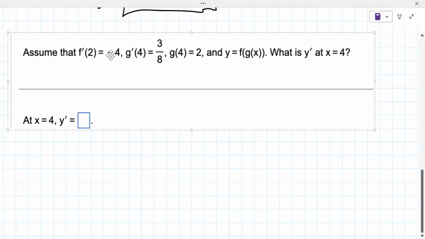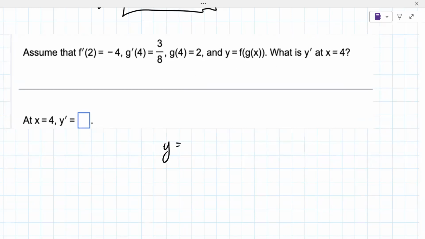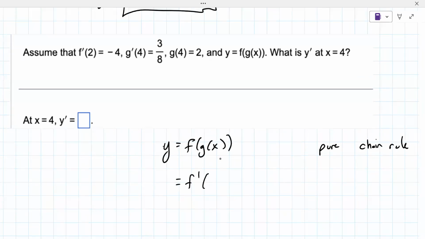f prime of 2 is -4, g prime of 4 is 3/8, g of 4 is 2, y equals f of g of x. What is y prime of x equals 4? So you start with the thing that they're giving you, f of g of x, and this is a pure chain rule problem. So what that means is it's like straight from the definition. If you go to any reference in the world, it's going to say f prime of g of x times g prime of x, like that.